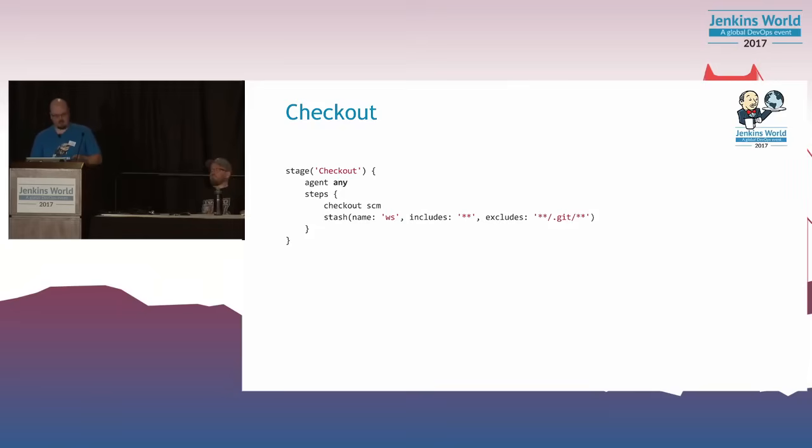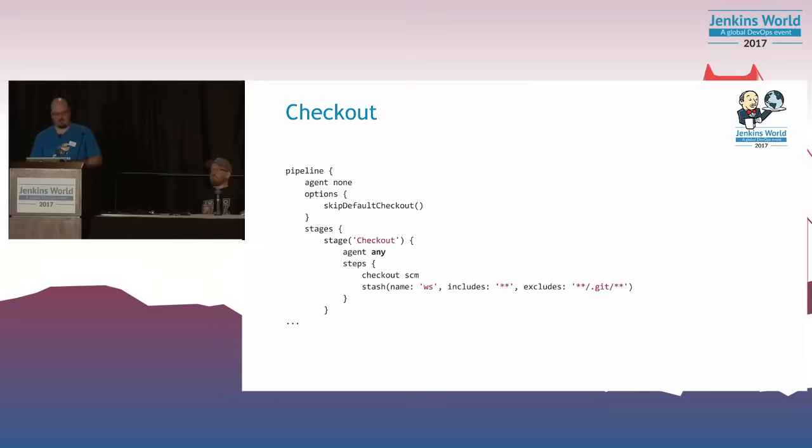But since Declarative actually does a checkout by default, we need to tell Declarative to not do that. So that's the option here. The skip default checkout option tells Declarative to not do that. We will take care of this ourselves in the first stage here. Also, I'm putting agent none on the global pipeline level. Since I'm going to do some parallel later on, and I'm going to wait for human input, I don't want to hog too many resources. So we'll control the agent on a per stage basis here.